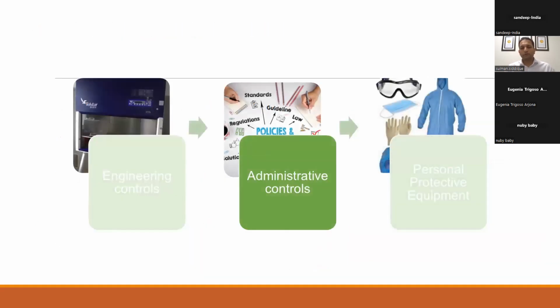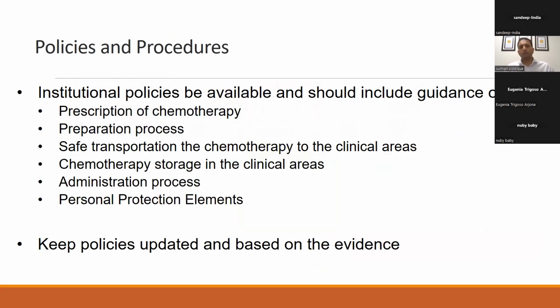Number two, we're going to look at the second risk controlling strategy, which is administrative control. So in administrative control, institutional policies and procedures should be in place. So mainly these policies and procedures should be in place for prescription of chemotherapy, preparation process, safe transportation, chemotherapy storage, administration process, and the use of PPEs. These policies should always be evidence-based and regularly updated.